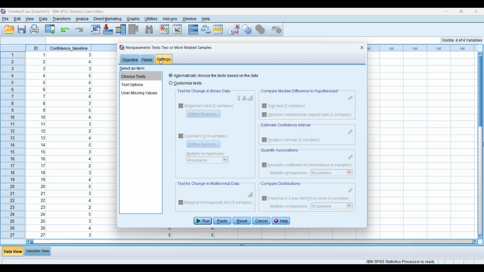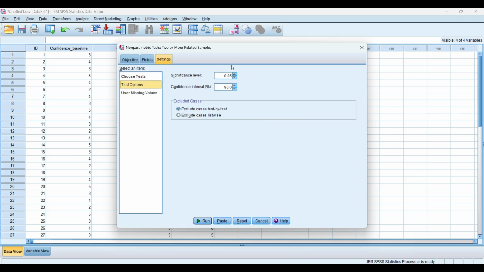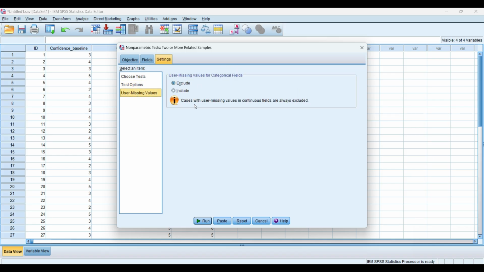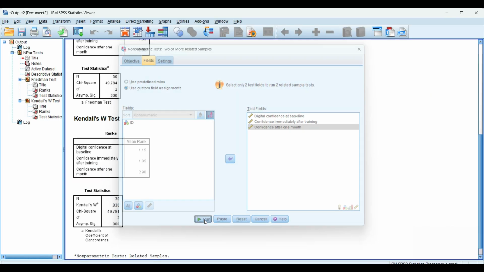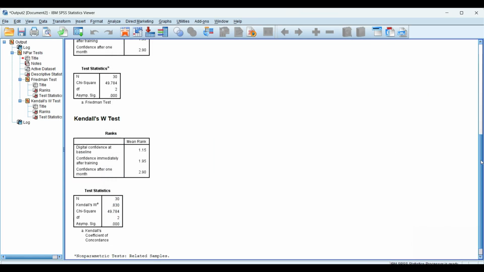We also see the Settings. Instead of automatically choosing the test, we particularly choose the test, customizing it. We need Kendall's coefficient of concordance and Friedman's two-way ANOVA by ranks. So we click on Run. We can also see the test options: we are using a 5% significance level. For user-missing values, if there is a missing value, SPSS automatically excludes it, but we don't have any. So we click on Run and SPSS provides the results.